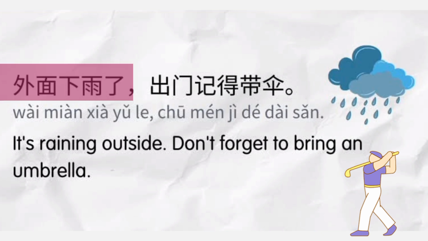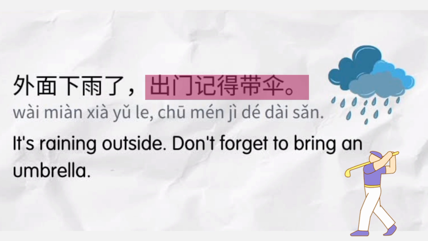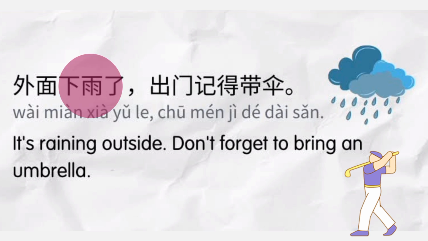Hope you learn it. Let's watch examples to learn it even more. 外面下雨了，出门记得带伞。 It's raining outside. Don't forget to bring an umbrella. Let me highlight the words we just learned. 下雨. Hope you learn it. Let's move to our next vocabulary.